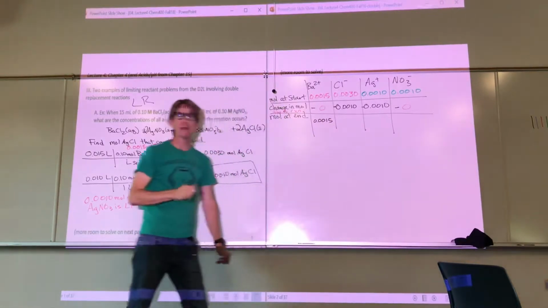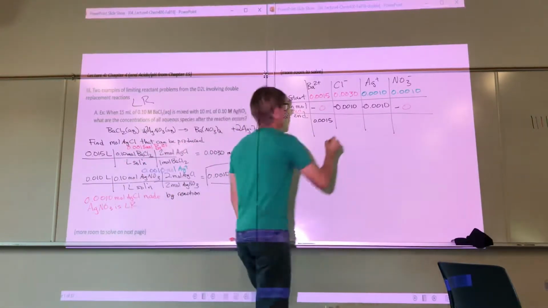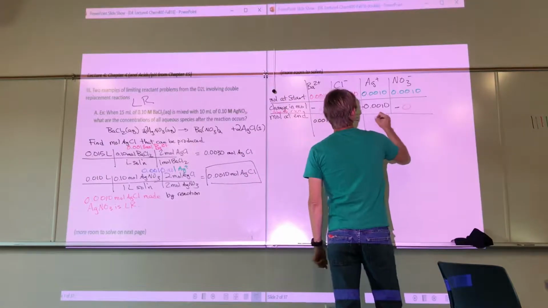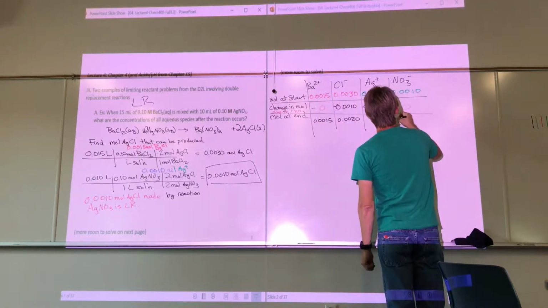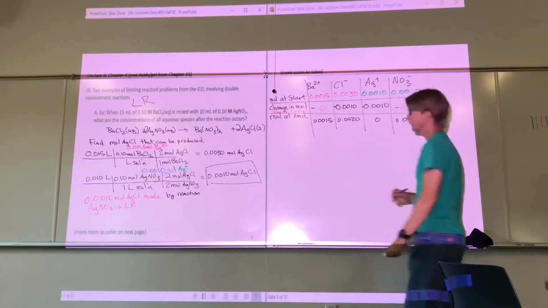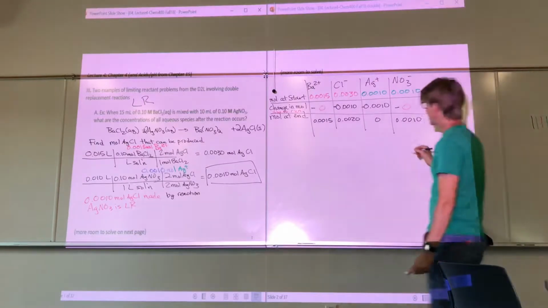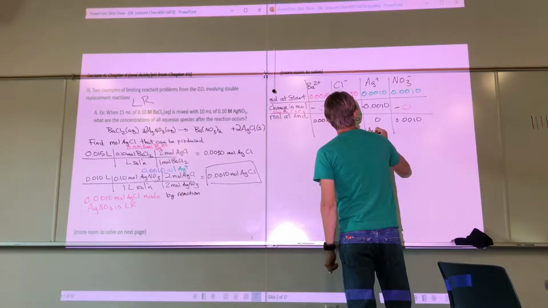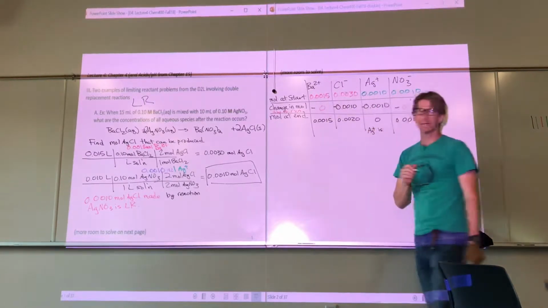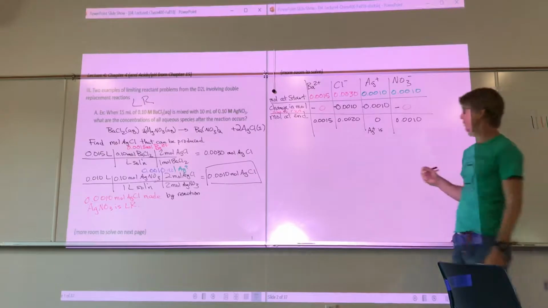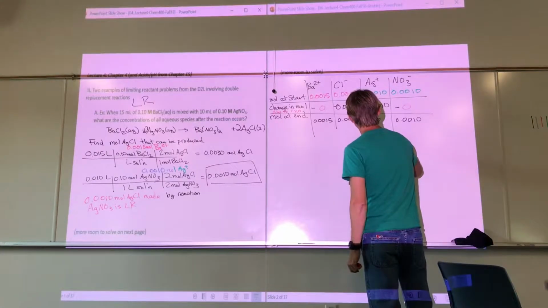And then I do the math, and the math's not too bad. And those are my moles at the end, and what we find is, so Ag+ is exhausted or used up completely. That's really what we're using up. Let's write used up completely. That's what I'm going to write anyway.